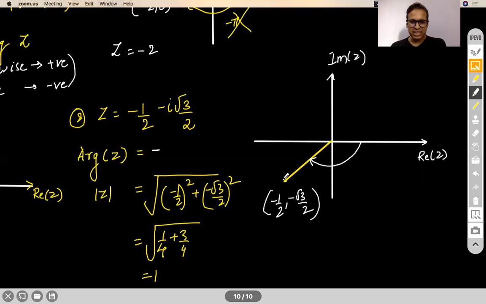Let us check it out. So if you complete a small reference triangle over here, just for your internal understanding, this is going to be half the length. This is going to be root 3 by 2 length. So this angle has to be 60 degrees if I'm not mistaken. 60 degrees. So this angle magnitude wise is 2 pi by 3. So the answer will be negative 2 pi by 3.